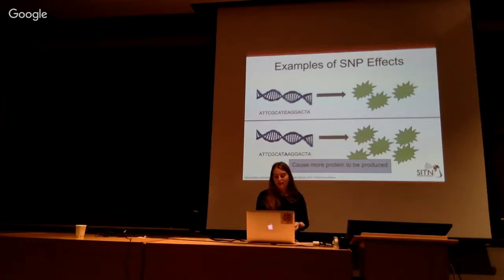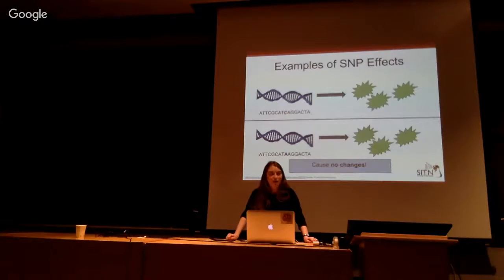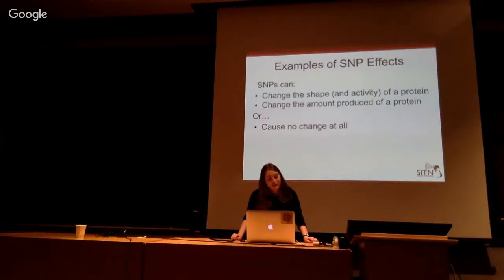And I, as a geneticist, would be remiss if I did not tell you that this would be the last example. So you're probably staring at that wondering what the heck is different in that from the first one, and the answer is nothing. So a lot of SNPs actually cause no changes at all. So just because you see a SNP doesn't actually mean that it's doing anything of functional importance. So in summary, SNPs can change the shape and activity of a protein. They can change the amount produced of a protein, or they can cause no change at all.